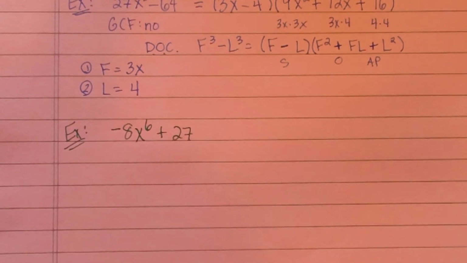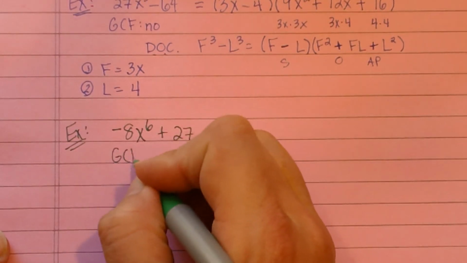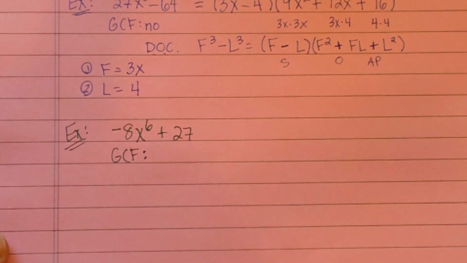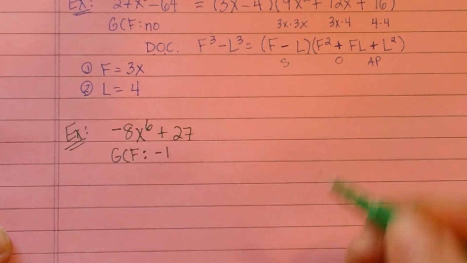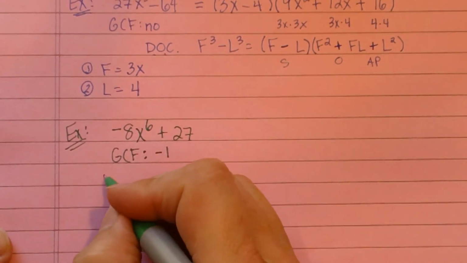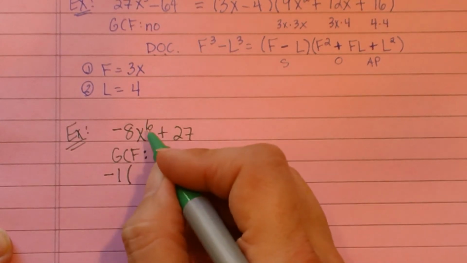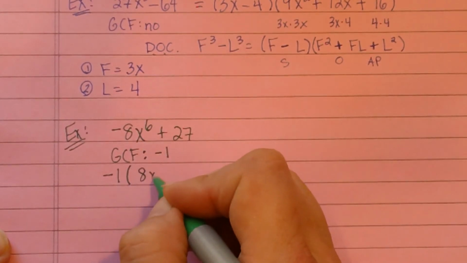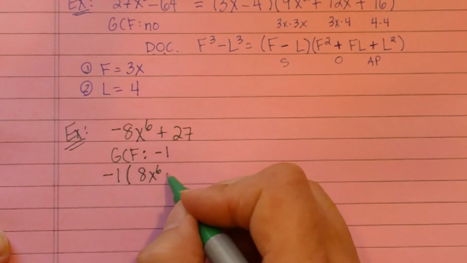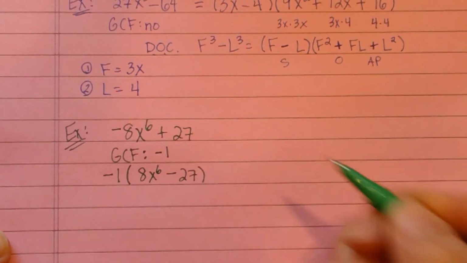First thing we want to do, of course, is look for a greatest common factor. Wait, before you say there isn't one, remember that we do not prefer to factor when our leading coefficient is negative. So let's go ahead and factor out a negative 1. So when we factor out a negative 1, we'll have negative 1 parenthesis. That changes the sign to positive 8x to the 6, changes this sign to minus 27.